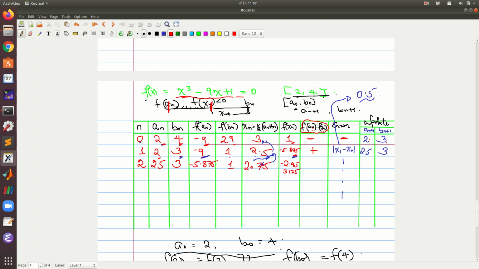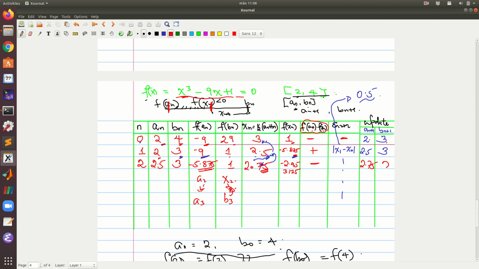Then the product here of f of a2 and f of x2. So we see that this is negative and this is positive. So this is a negative, and now we know that the root lies between a2 and x2. So in the next step we shall set our a3 to be a2, and then our b3 will be x2.